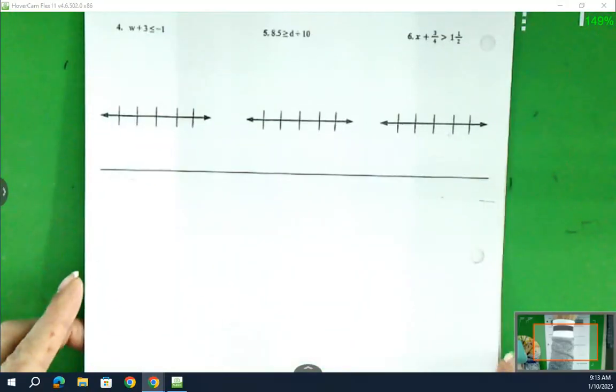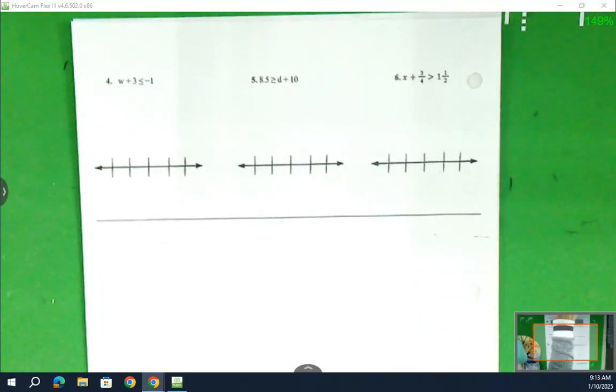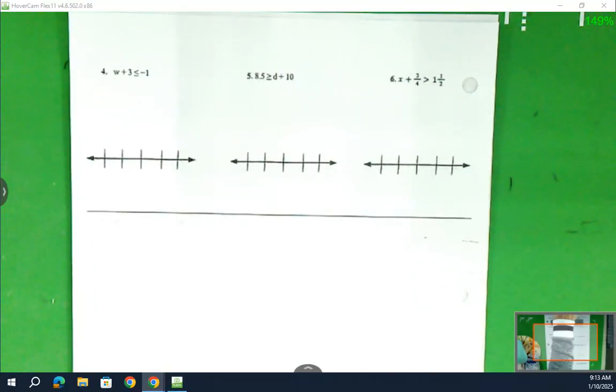Okay, let's turn it over to the next side here. We have 3 more examples. You can pause the video and do these next 3 and then turn it back up.